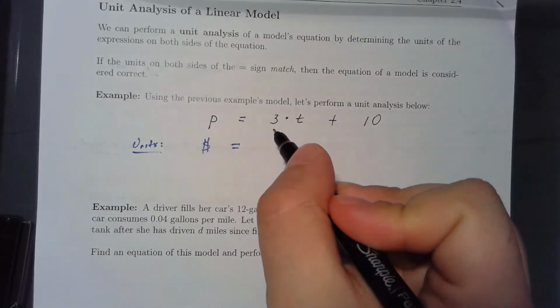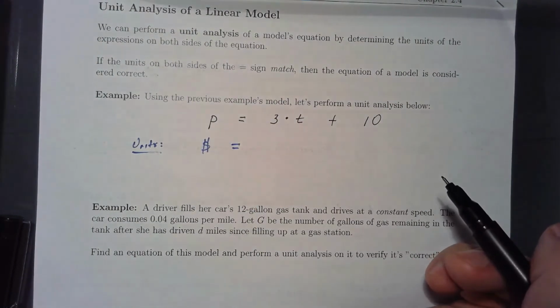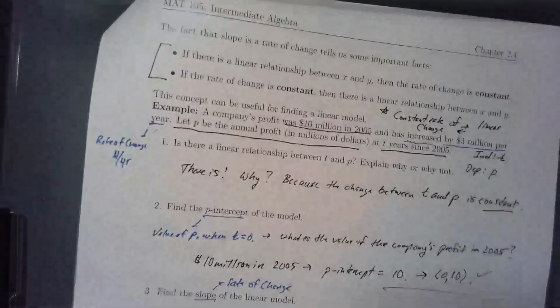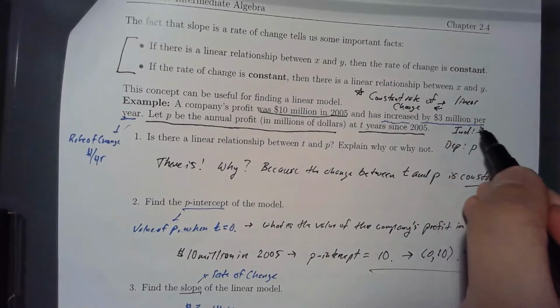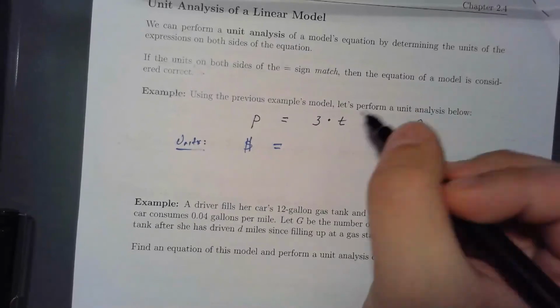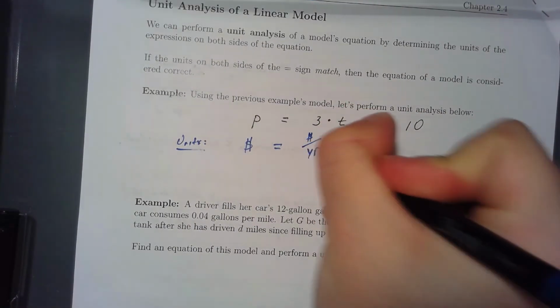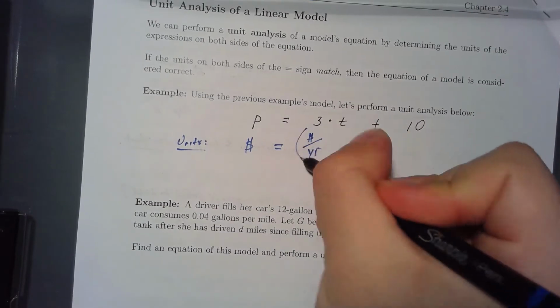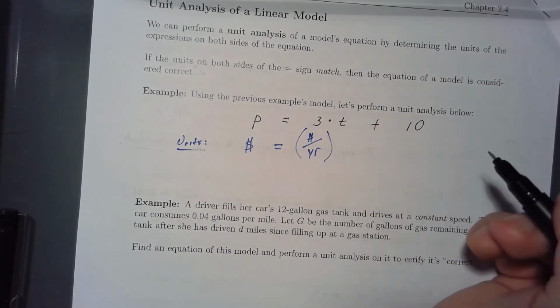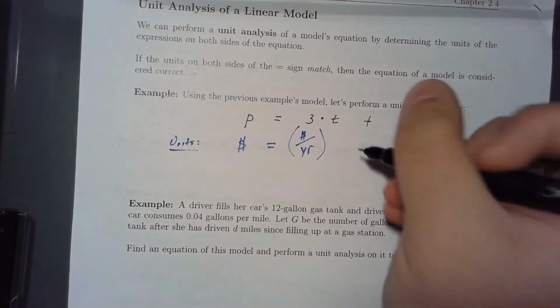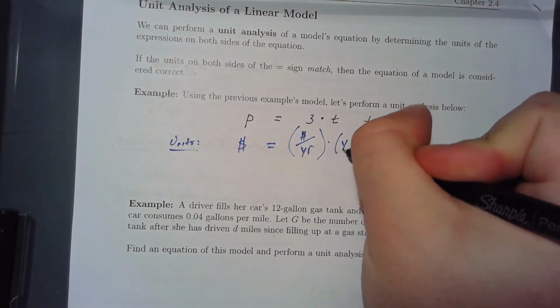Alright, what are the units of 3? Well, 3 was the rate of change, right? It was dollars per year. Okay. Variables and numbers, we're looking at the units of everything in this equation on both sides. So the units of 3 was dollars per year. And that's being multiplied by T. What are the units of T? That's time. That's the year. So that's being multiplied by years.